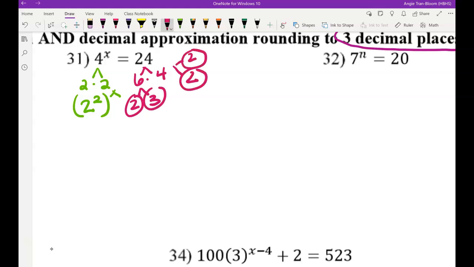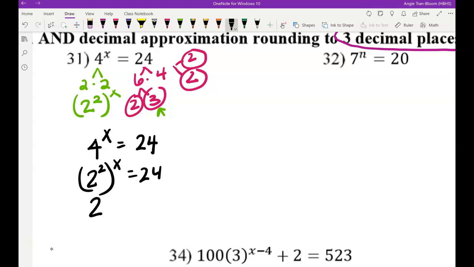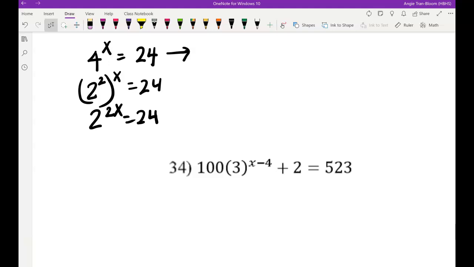Notice how we cannot just have one number, okay? There's a 3 in here, so that's making this thing really weird. So we can't really make 4 to the power x and 24 the same common base. So we will just rewrite it, okay? Now, you can also write 2 squared to the x equals 24, which is 2 to the 2x equals 24. You can go this route, or you can go this route on the bottom, okay?